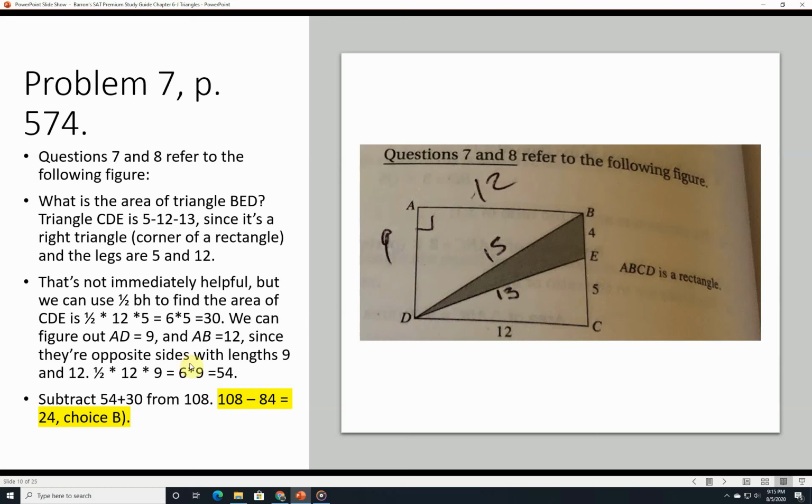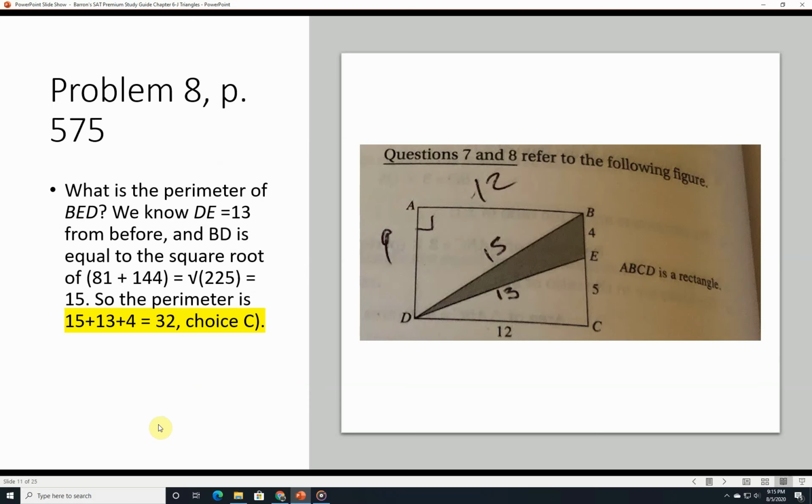So then we have 54, we have 30. So then add those together, we get 84. So we have to subtract that from 108. 108 minus 84 is equal to 24, which is choice B.